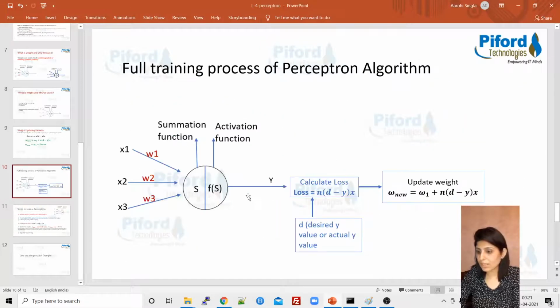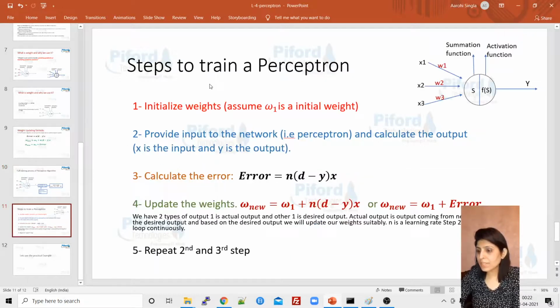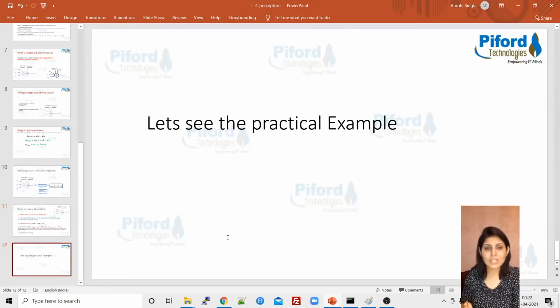What we are repeating over here is, again pass these inputs and new weights to your perceptron, again calculate the loss function and then update the weights, and again assign those new weights over here, and provide the input to the network and perform the functionality till you get the desired results. So this is how you train a perceptron. These are the steps of training a perceptron. Now let's see the practical example.